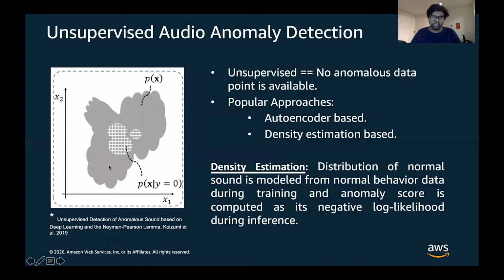For example, here I show you on your left, if you see the plot, y equal to 0 means normal data points. So all the normal data points are in this distribution, the mass representation here. What you can do is fit a distribution over all your normal data. And during inference, you can look at the log likelihood score. If it has a high log likelihood score, that means it's a normal data point. But if you see a low log likelihood score, you'll know that that's an anomalous data point.